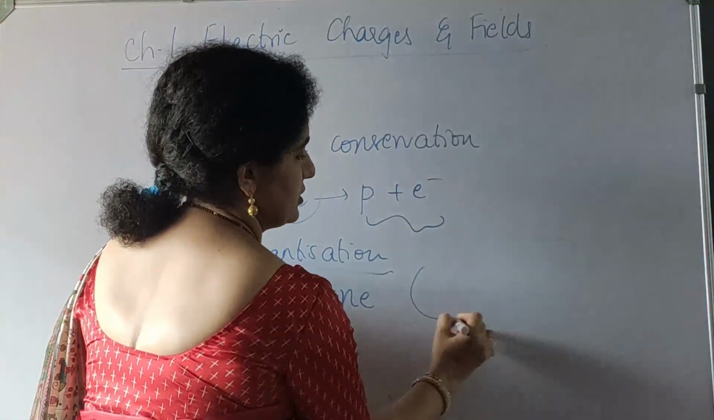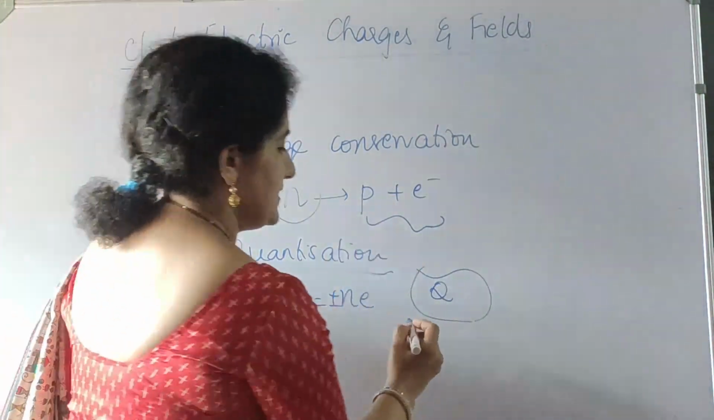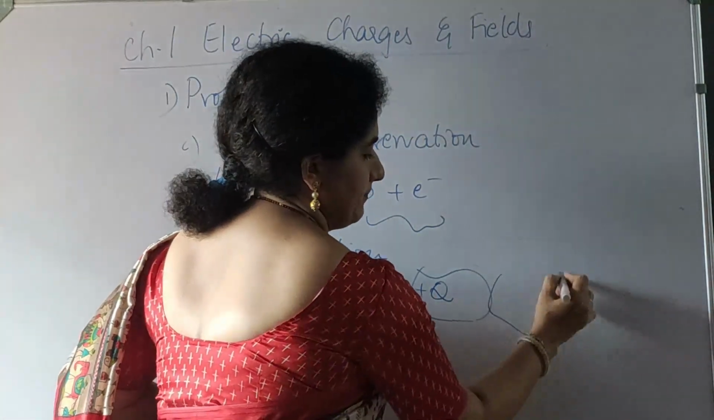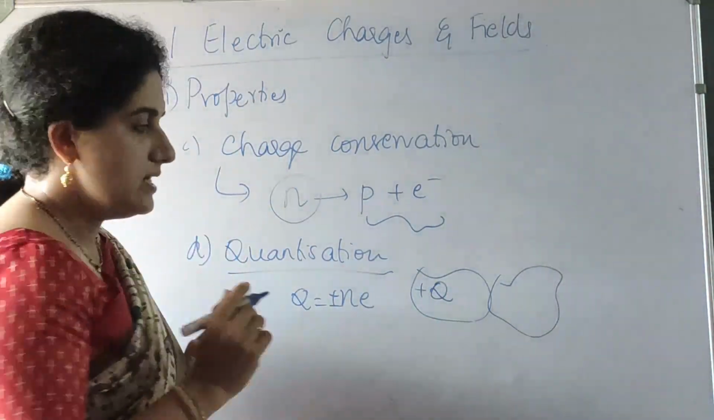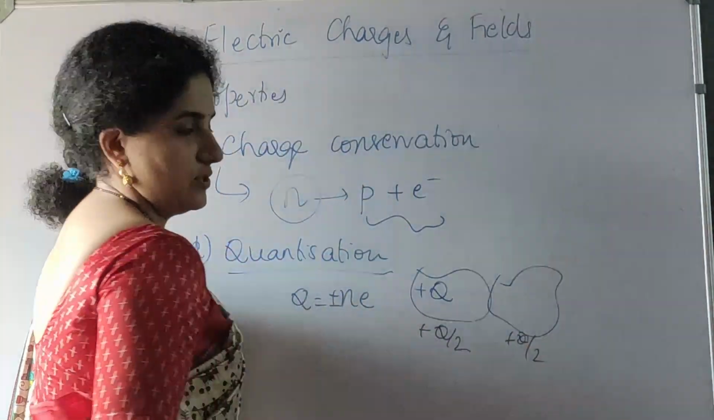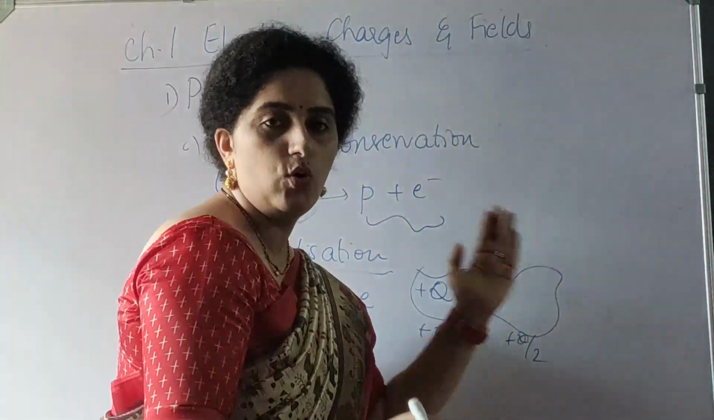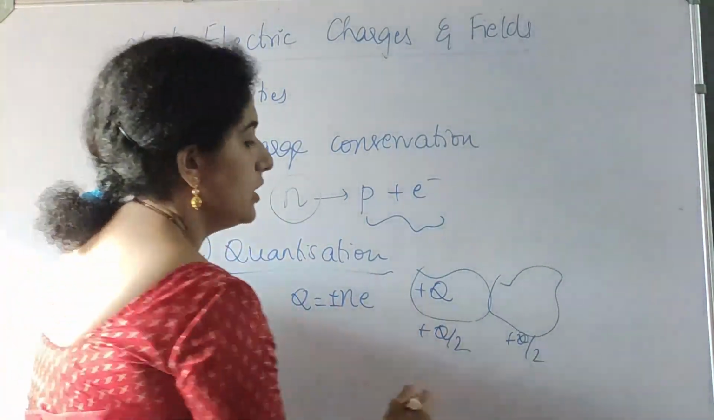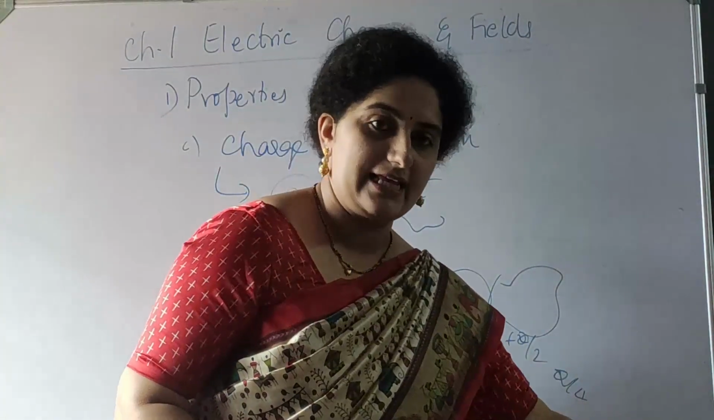Suppose I have a charged body with a total charge of plus Q. Bring one uncharged body near it. What happens? The charges are distributed, so this will get plus Q by 2 and this will get plus Q by 2. Now keep these two aside. Bring one more uncharged body near this one. What will happen? It gets divided again, Q by 4, Q by 4, like that. So you can divide the charges like this.